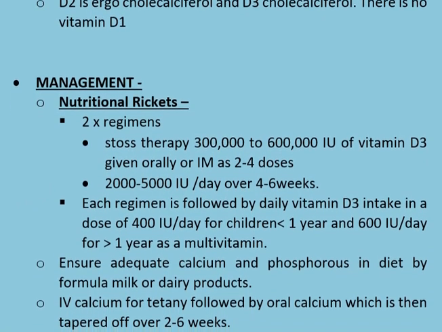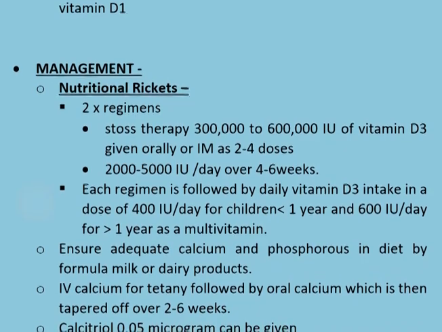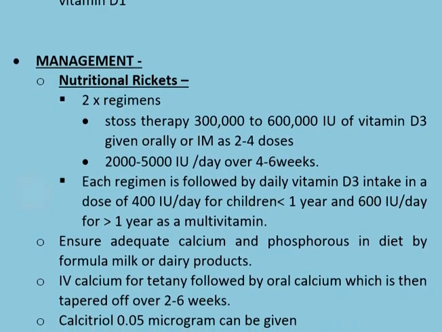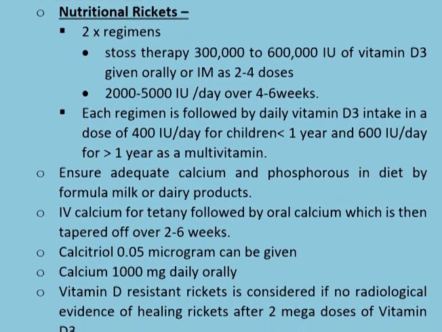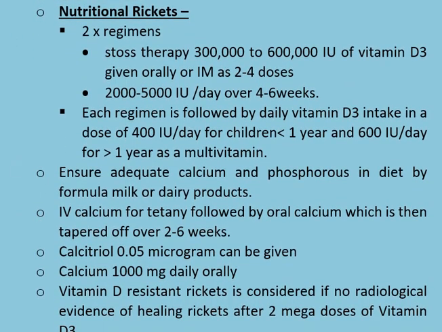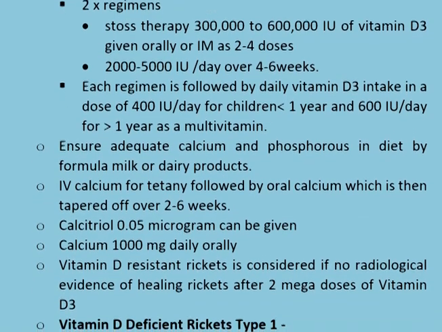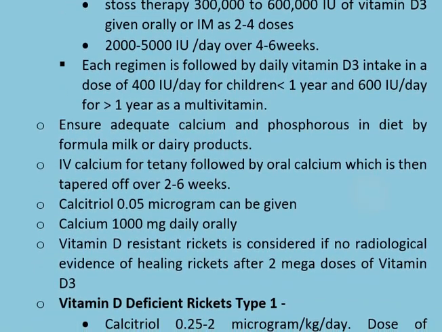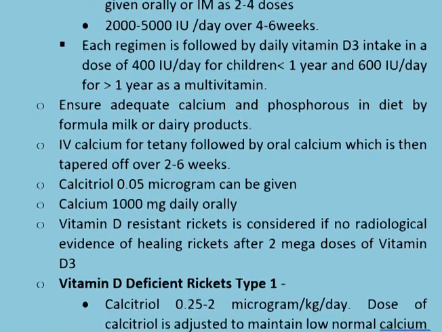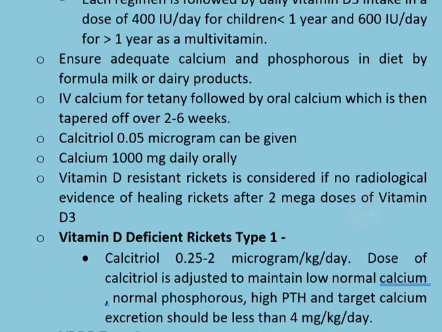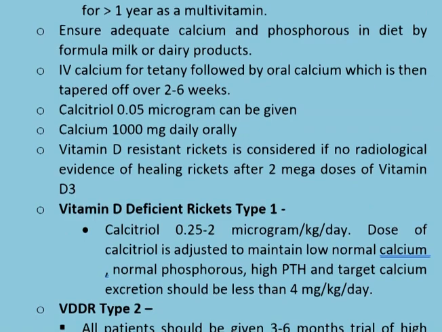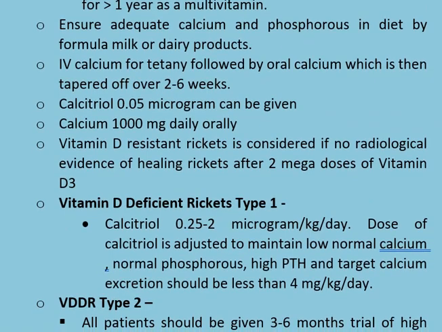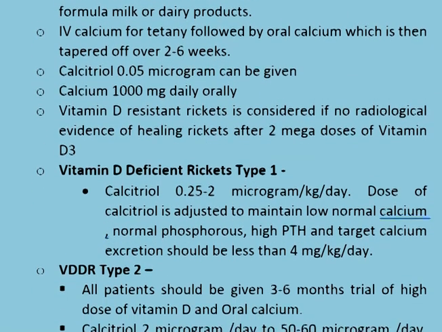IV calcium for tetany, followed by oral calcium, which is then tapered off over 2 to 6 weeks. Calcitriol 0.05 microgram can be given. Calcium is 1000 milligram daily orally. Vitamin D resistant rickets is considered if there is no radiological evidence of healing after 2 megadoses of vitamin D. In vitamin D deficient rickets, you can give calcitriol 0.25 to 2 microgram per kg per day. The dose of calcitriol is adjusted to maintain low normal serum calcium, normal phosphorus, high parathyroid hormone, and target calcium excretion should be less than 4 mg per kg per day.